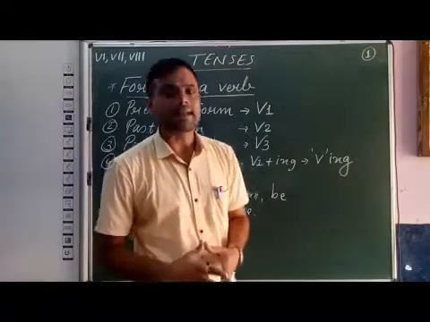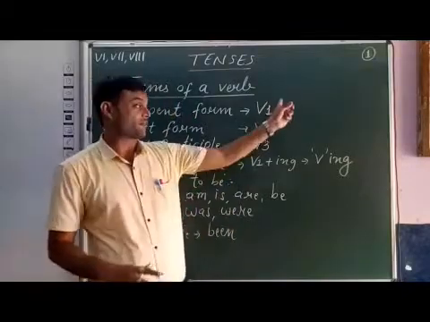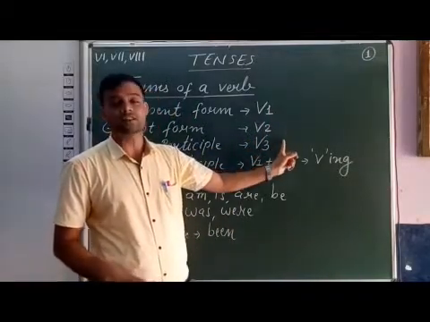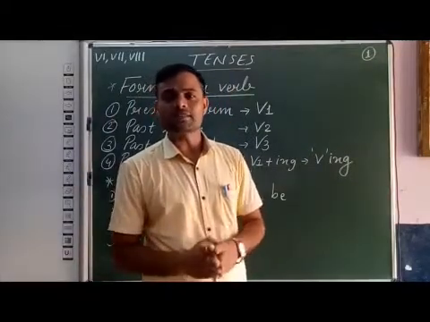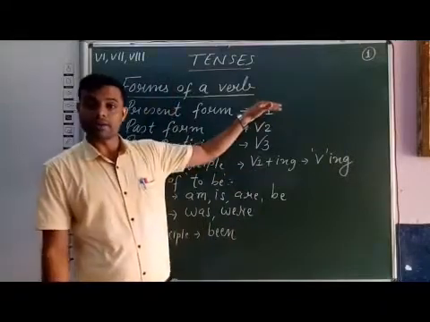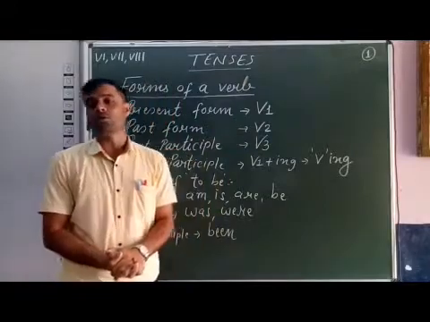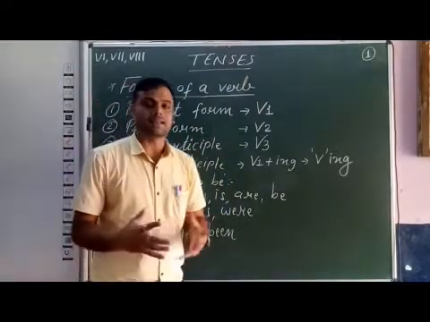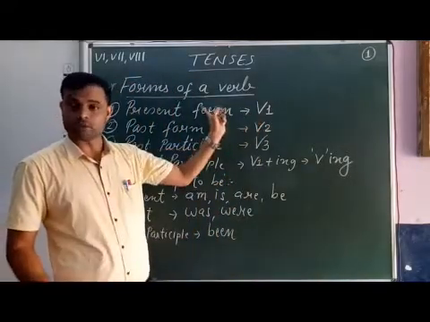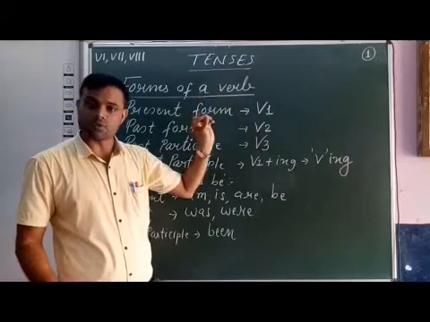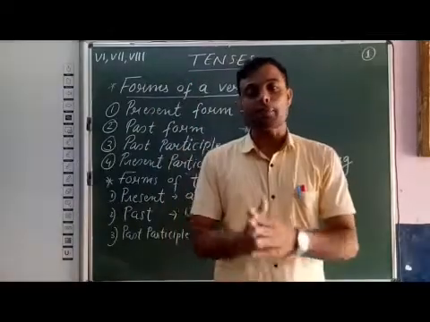In all 12 tenses, the main verb we use, that is V1, V2, V3 and verb with ing respectively. As per the tense of the sentence, we use the different forms of the verb. So these are the four forms of the verb we have to remember. To understand tenses, I would like to explain these forms of the verb. V1 it means present form, V2 it means past form, V3 it means past participle, and verb with ing it means present participle.